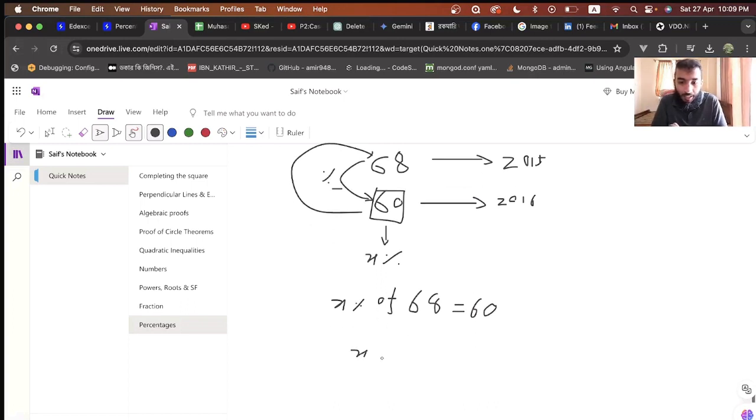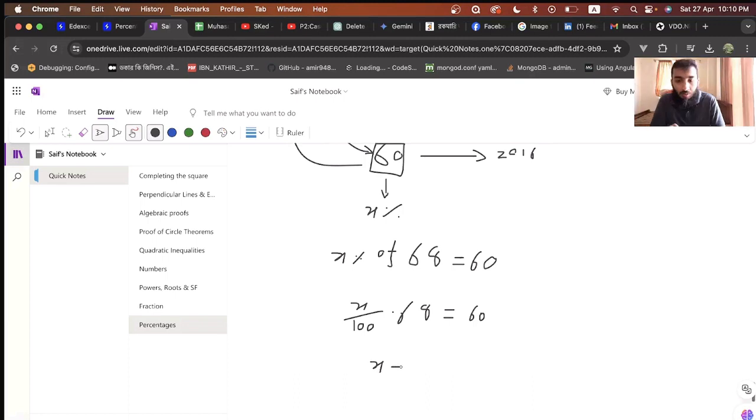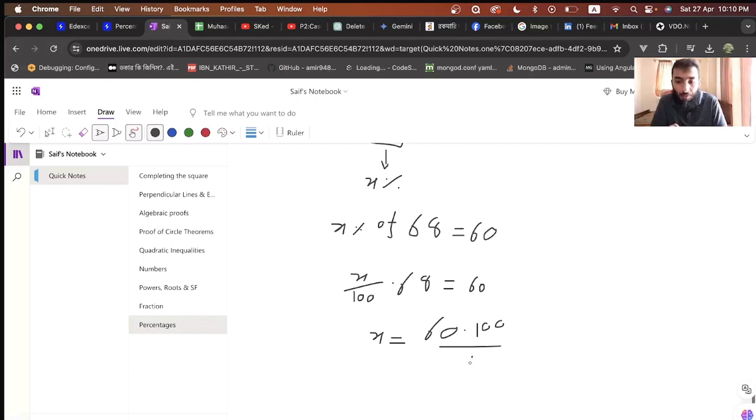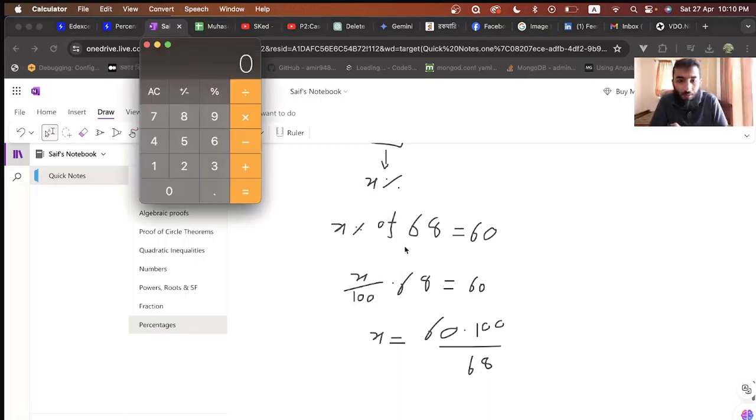Okay, or x by 100 of 68 is 60. So x is what? 60 multiplied by 100 divided by 68. So if I use my calculator, let's say 60 multiplied by 100 divided by 68. So we get what? 88.23%.